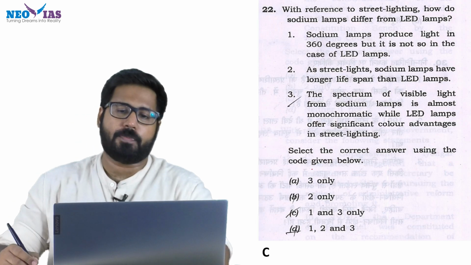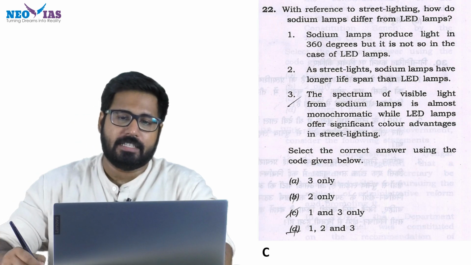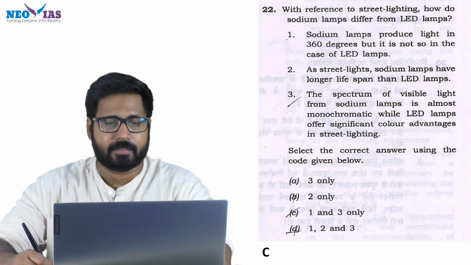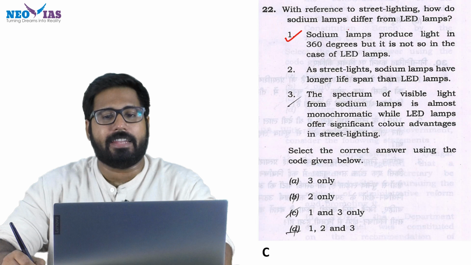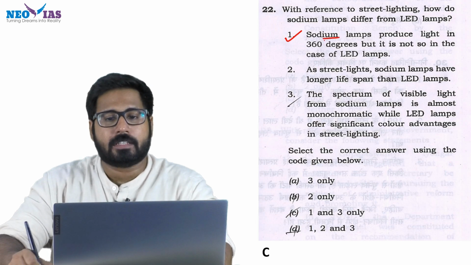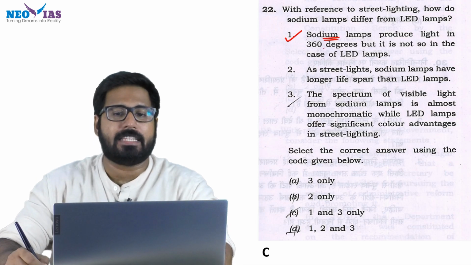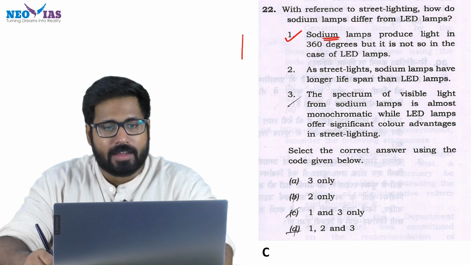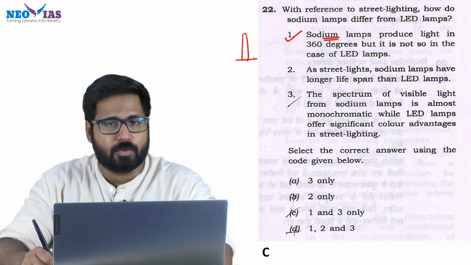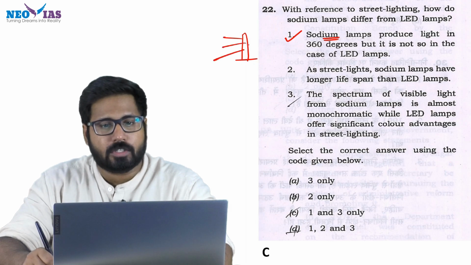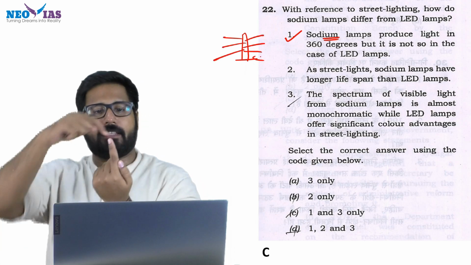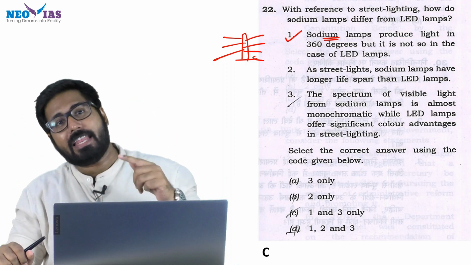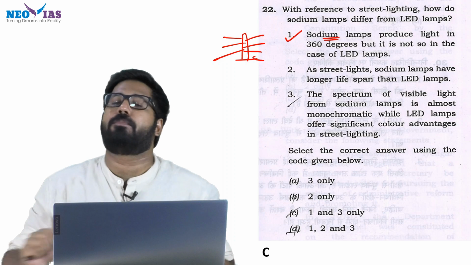So when it comes to this particular question, the first statement is correct. Why? Because sodium lamps actually produce light in 360 degrees. For you to understand this, what they are trying to say is that if you have a sodium lamp like this, light goes all around. So all 360 degrees around it, light is given. Now this is a negative as far as street lighting is concerned.